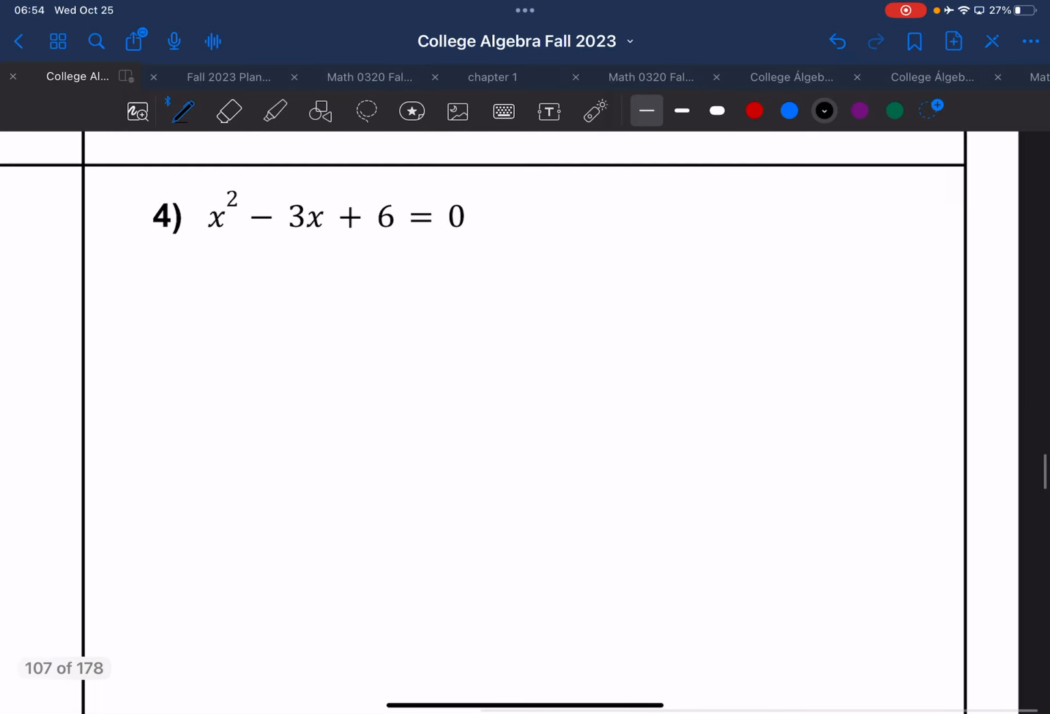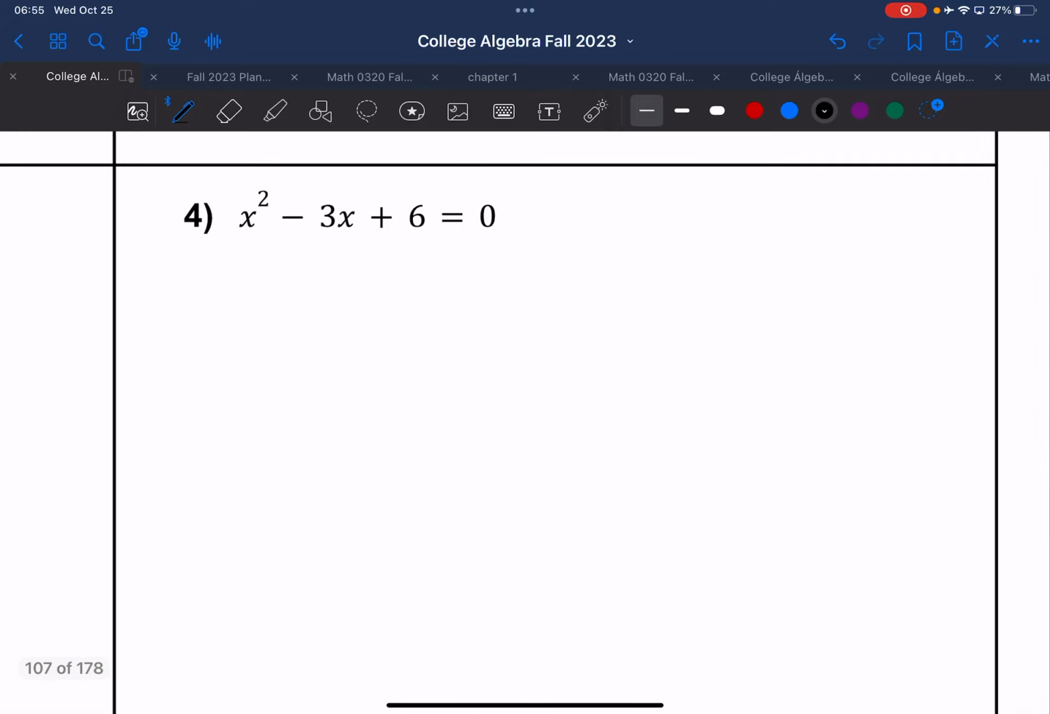Number 4, is this in standard form? Yep, so that means we can already label our a, b, and c. So what's going to be a? Good. b? Good. Negative 3. Always include that sign. And then c? Good. So plugging everything into our formula.